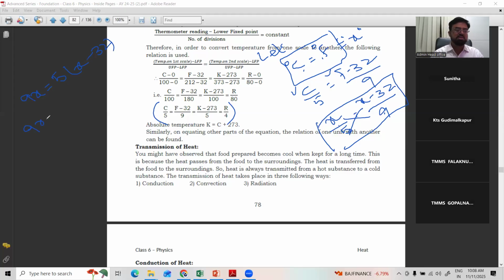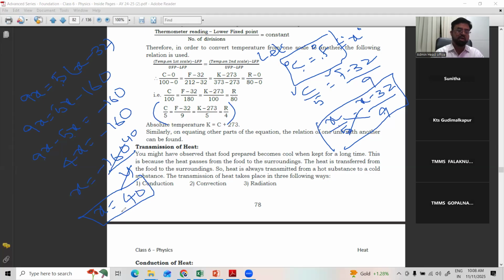Correct? 9X is equal to 5 into X, 5X minus 5 into 32, 160. Right? So 9X, bring 5X this side. It becomes minus 5X is equal to minus 160. So 9X minus 5X, 4X is equal to minus 160. So X is equal to minus 160 by 4. That is X is equal to 40. Means minus 40, sorry. So C is equal to F.